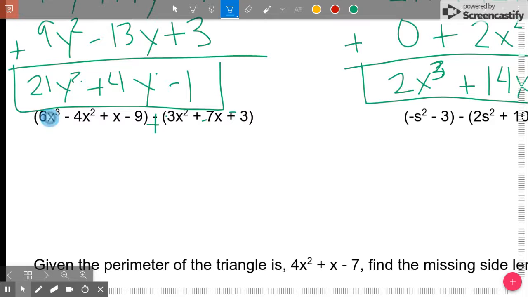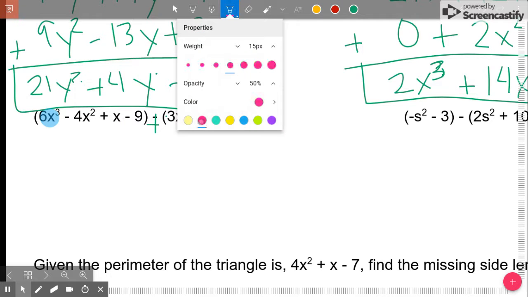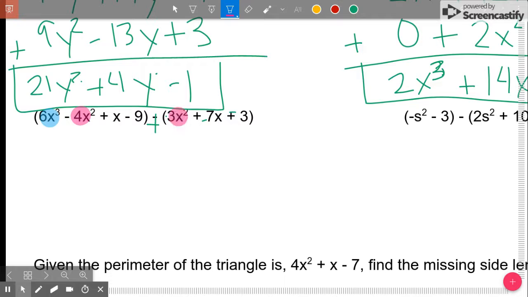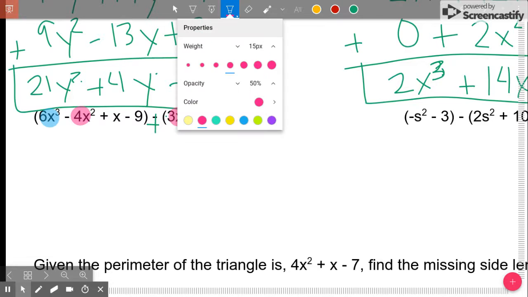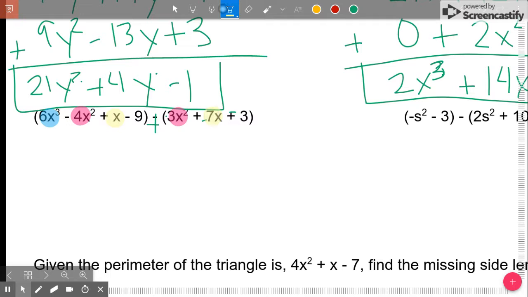So like terms, we have x to the third over here. We don't have one on the second one. We have 4x squared. We have negative 3x squared, because remember, we changed the sign. We have x and negative 7x, and we have negative 9 and negative 3. So since we already changed the sign, we can add these. So we have 6x to the third power. Sorry, I'm going to redo that. x to the third minus 4x squared plus x minus 9.